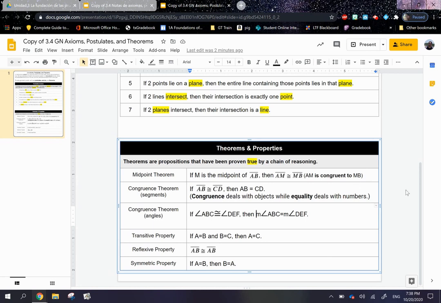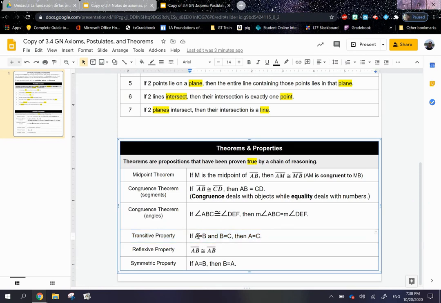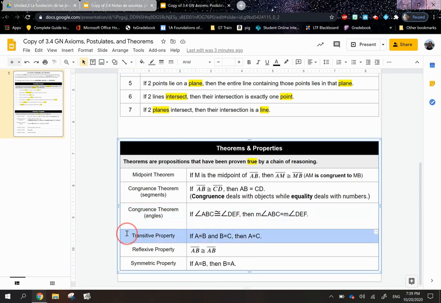We also have three properties that we'll use often in proofs. The transitive property tells us, where A, B, and C are just some numbers that can represent a length or something else, that if A equals B and B equals C, then A is also equal to C. So think about it. If I know that A and B are the same, and I know that B and C are the same, then obviously A and C have to be the same. That's what the transitive property here is telling us.